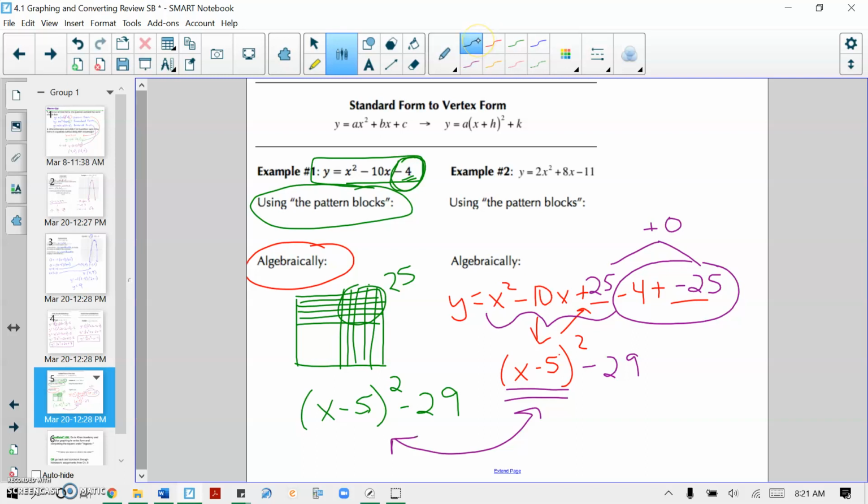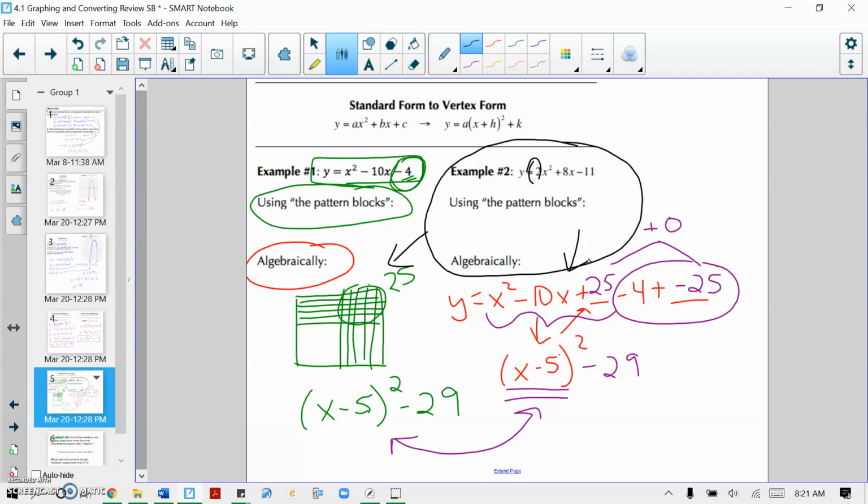Example number 2 has a 2 in the front. We've never done one like that before, so here's what that means. This is probably what's going to be coming next, right? After we start reviewing, I'm going to show you how we can do this block idea and also the algebraic idea when we've got more than just one x squared box.